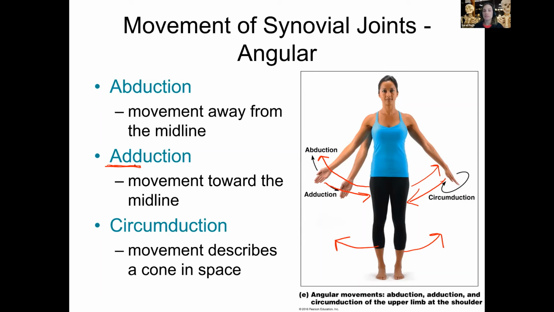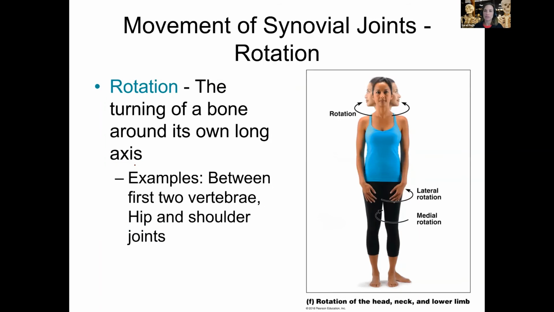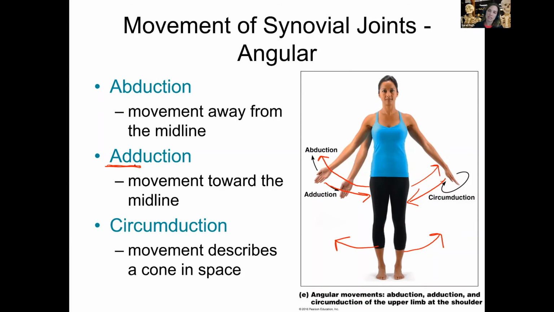And then circumduction is movement like a cone in space. There is an image right here on the side, but mine's covered up. Circumduction would be like if you take your arm and move it like a cone in space. That is circumduction. I'm not rotating my arm this way, I'm creating sort of a cone.